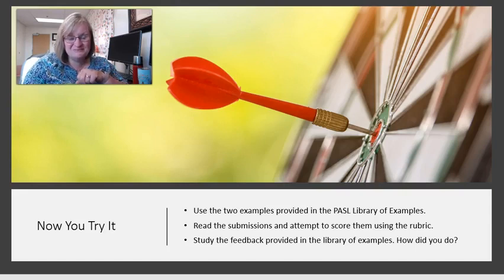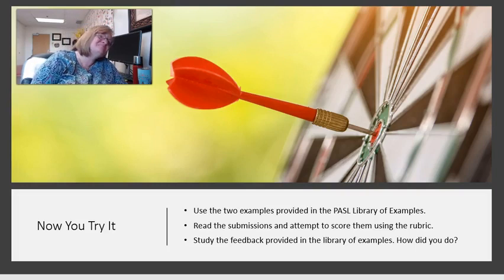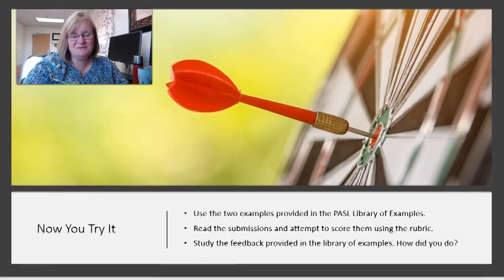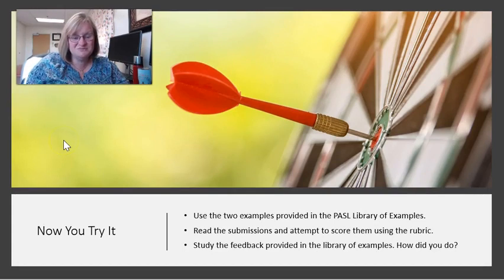So take the time to read those and study them and find out what made them good and what made them bad. You also could take the rubric and score them before you read about what made them good and bad. But I want you to study the feedback that you get and see if you agree, if you scored them well. Because I know that when I first stumbled on the PASL when it was brand new for us in Texas, I could not wrap my mind around what made something good or bad. It was just all a big blur and just overwhelming, as you probably feel now.